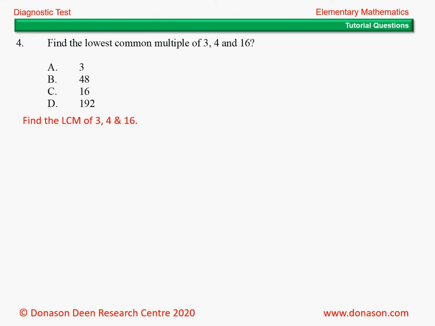Let's find the lowest common multiple of 3, 4 and 16. So to find the lowest common multiple of 3, 4 and 16, we're going to write the three numbers: 3, 4 and 16. It's supposed to be multiples of 3, 4 and 16. Of course, in no way should it ever be smaller than the largest of the three numbers given. That means it's not going to be smaller than 16 at all, because it's supposed to be a multiple of 16, a multiple of 4 and a multiple of 3.